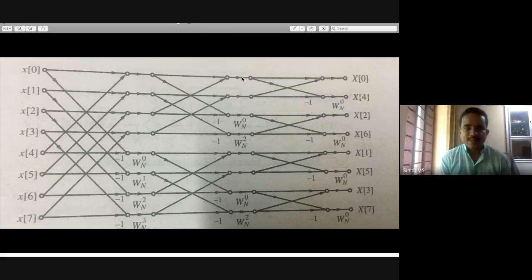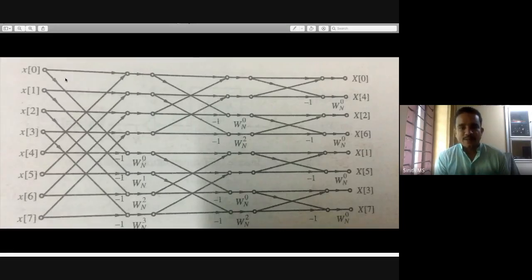So that we are taking even of the even. That means you will get x0, x4. Similarly, if you take even of the even from the other terms, you will get x2, x6. So like that. In the odd terms also, you can take even and odd terms. And finally, you get this butterfly representation, which is the decimation in frequency fast Fourier transform.